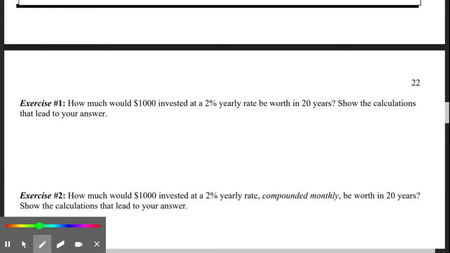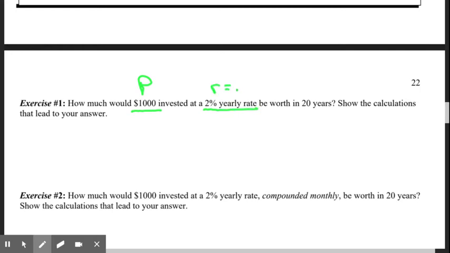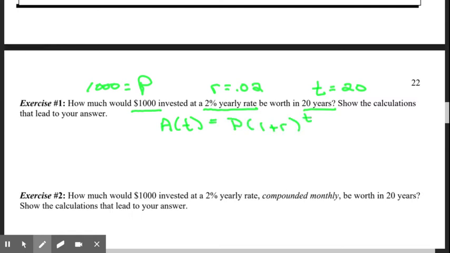It says, how much would a $1,000 investment, that's our P, at a 2% yearly rate, so our R is 0.02, be worth in 20 years, and that's our time. Show calculations. This is our simple interest formula. So I'm going to write my formula: A of t equals P times 1 plus R to the t.